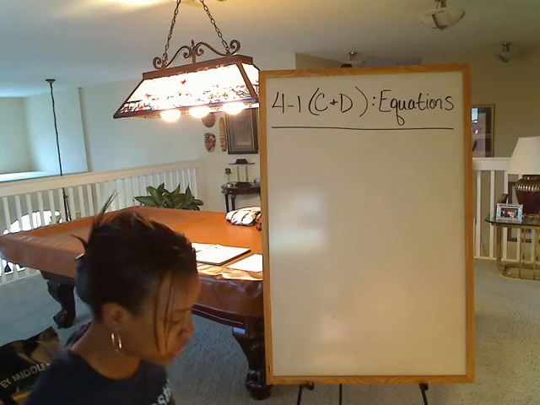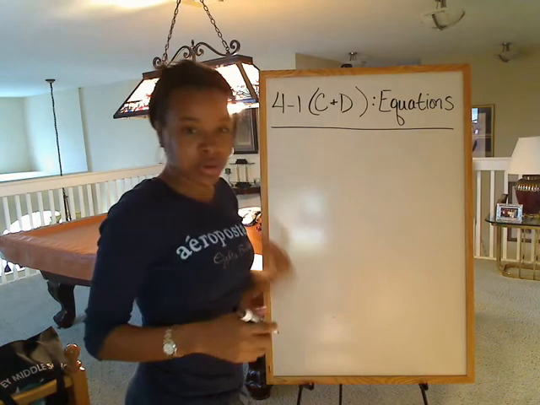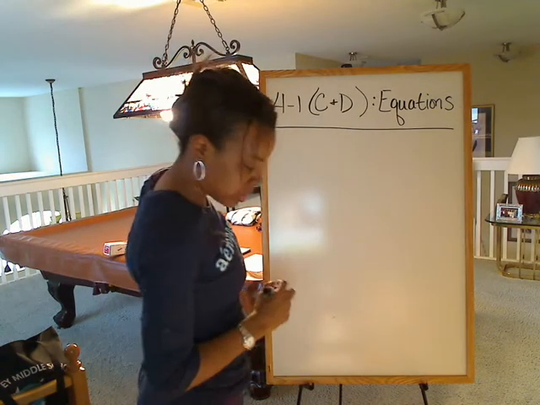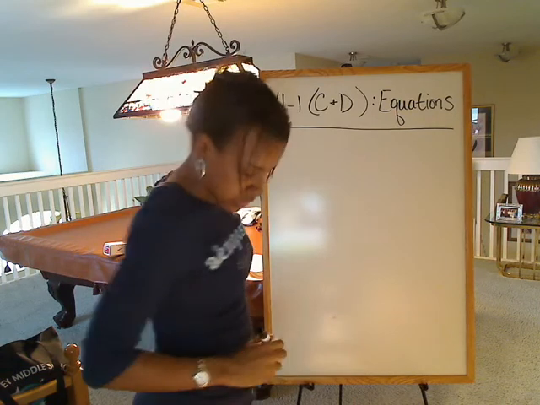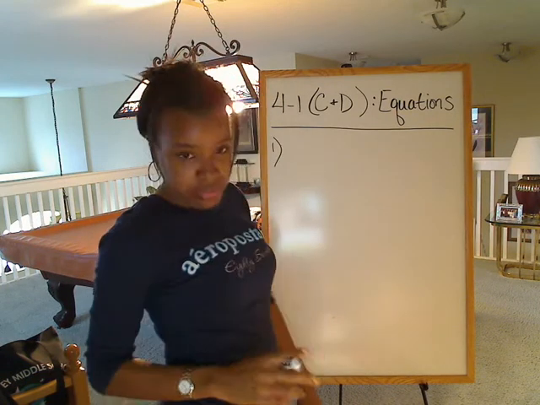The first example I want to do is number 1 on my paper. You don't have these questions, so you can just copy them down. And it's v minus 10 equals negative 9.